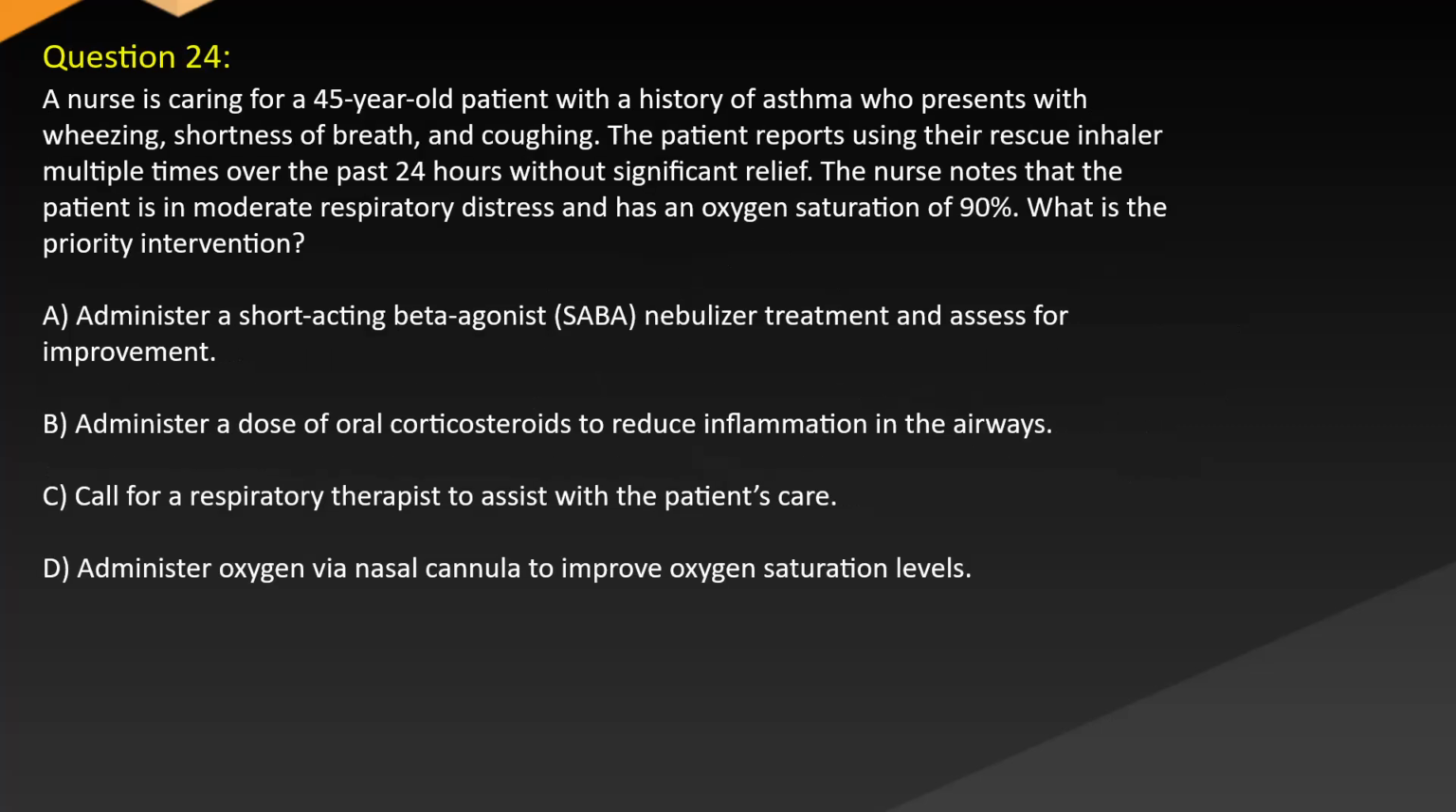Question 24. A nurse is caring for a 45-year-old patient with a history of asthma who presents with wheezing, shortness of breath, and coughing. The patient reports using their rescue inhaler multiple times over the past 24 hours without significant relief. The nurse notes that the patient is in moderate respiratory distress and has an oxygen saturation of 90%. What is the priority intervention?